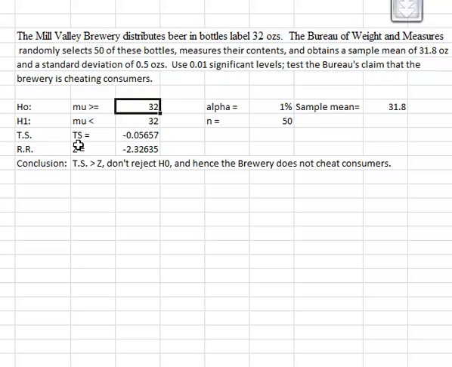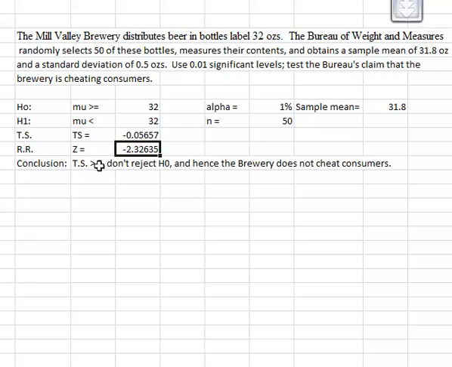So now we need to calculate the test statistic. For the test statistic, we can use the formula x bar minus m divided by the standard deviation over square root of 50. So we have negative 0.05657. Then we need to calculate the critical region. So we say this is z alpha. This is a left-tailed test. z alpha equals NORM.S.INV. You plug in alpha because this is a left-tailed, one-tailed test. So you get the value negative 2.32635.